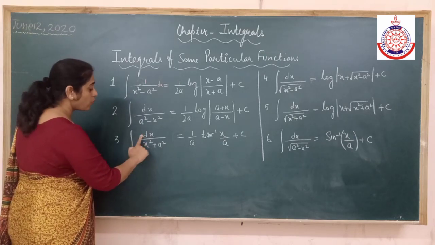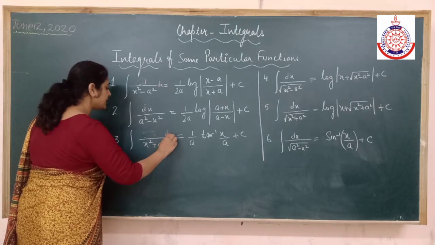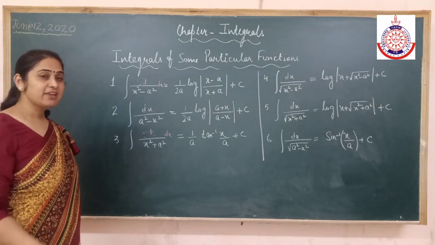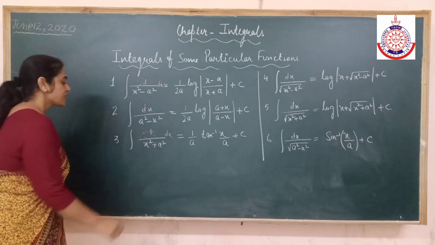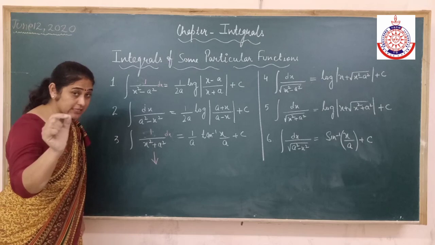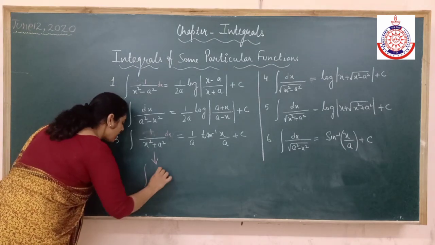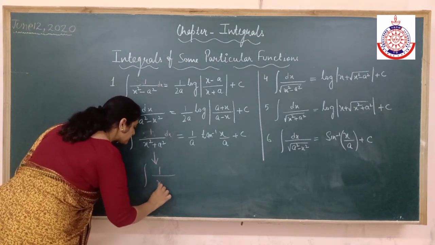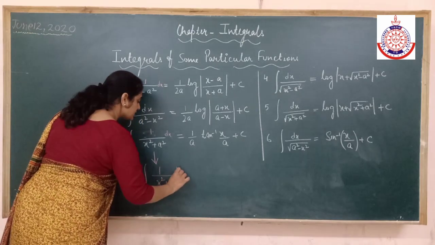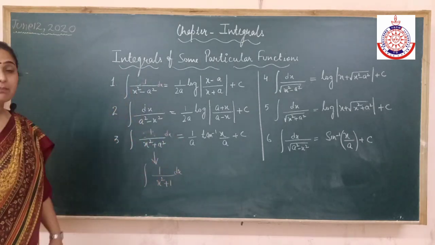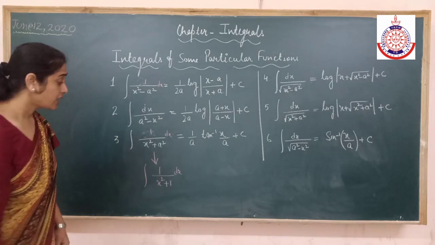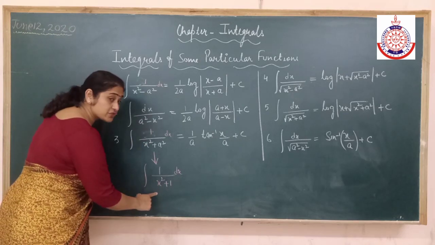Then the integration of 1 upon, if I write dx this side, 1 upon x squared plus a squared. See, we have already written this formula earlier, when we were relating it with differentiation. You remember the integration of 1 upon x squared plus 1? Recall the formulas. Whose differentiation was it?